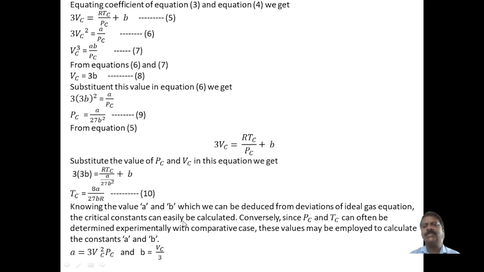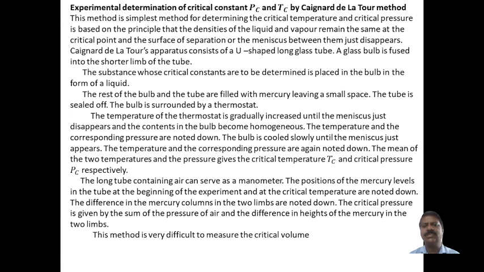So far in this session I discussed the Andrews isotherms of carbon dioxide again, and the derivation of critical constants from the van der Waals equation. And next class I will discuss the experimental determination of the constants Pc, Tc by the Cagniard de la Tour method. Okay.